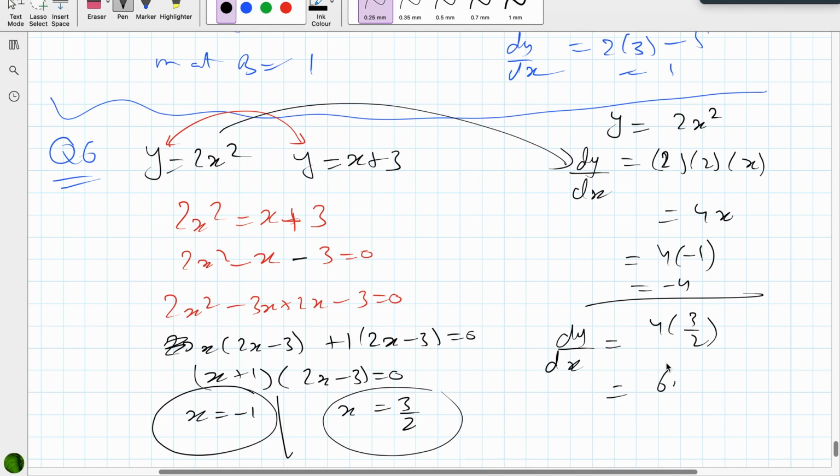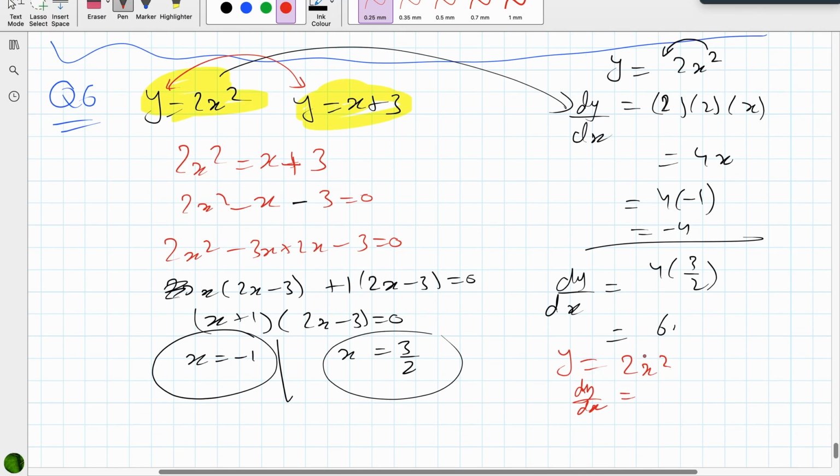Getting it? The values will change. The nature of the question will stay the same. These values are changing, the nature of the question is the same. I just tried to show the working. I brought this power down, multiplied it with the constant. So 2 into 2 is 4, times x. Okay, we can do it directly as well, like 4x directly without showing the working.